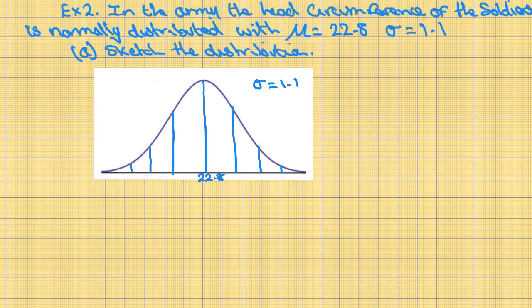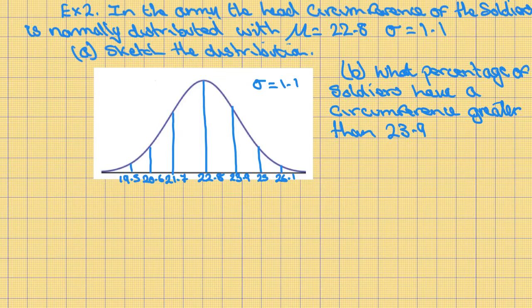So adding 1.1, that is 23.9, 25, 26.1. Subtracting 1.1 from the mean will give 21.7, 20.6 and 19.5.